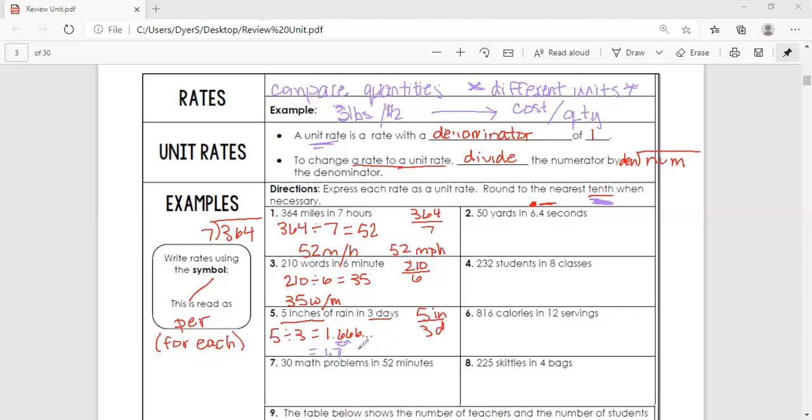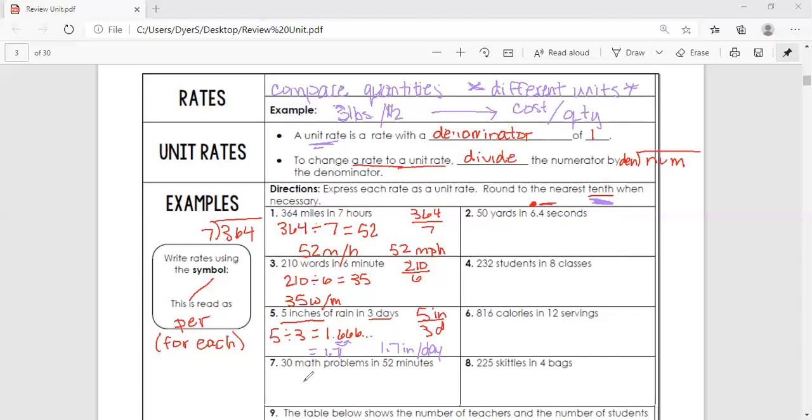Do not put anything afterwards because it said round to the 10th. That means you don't have any number, not even a 0, in the next place value. So our answer then would be 1.7 inches per day. Notice how we're giving our units. It's really important. If you don't say your units, then no one knows what you're talking about.